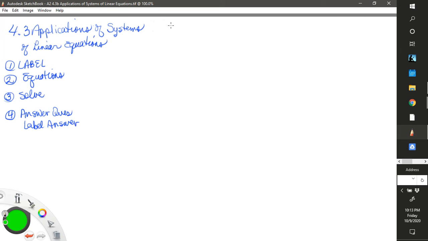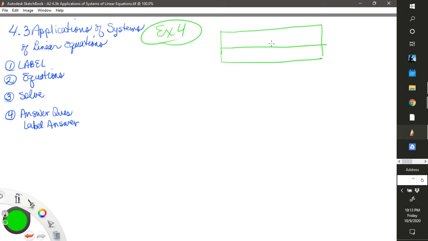Okay, example 4. Example 4 is a motion problem. So let's get our box in place. And we have a car and a truck. In a motion problem, we have rate times time equals distance.